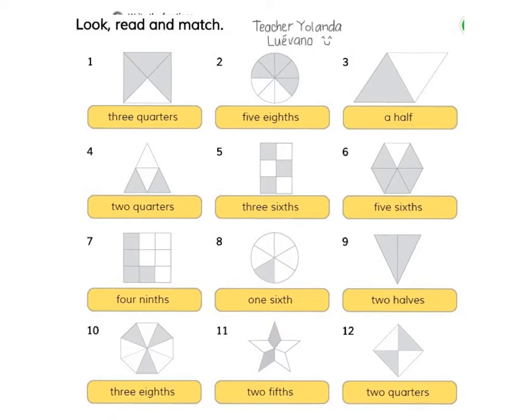3/6. 5/6. 4/9. 1/6. 2 halves. Remember, 2 halves make a whole. The whole triangle is colored. 3/8. 2/5 and 2/4. Can you see? Please correct in case you have any mistake.